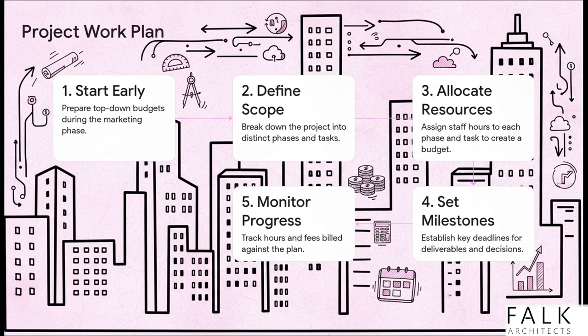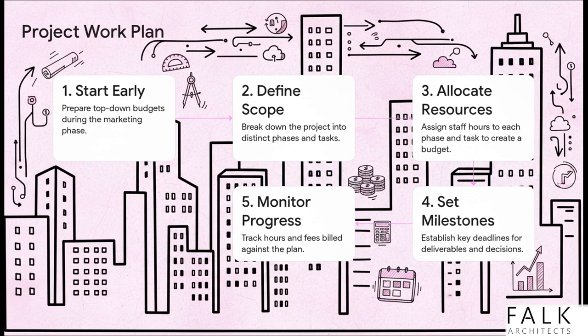The team breaks the entire project down into phases and then into smaller tasks. And this right here, step 3, is the critical part. You're not just guessing, you're assigning actual staff hours to every single task. Okay, Sarah gets 40 hours for the facade study. John gets 60 hours for the structural grid. This creates a super detailed schedule with clear milestones.